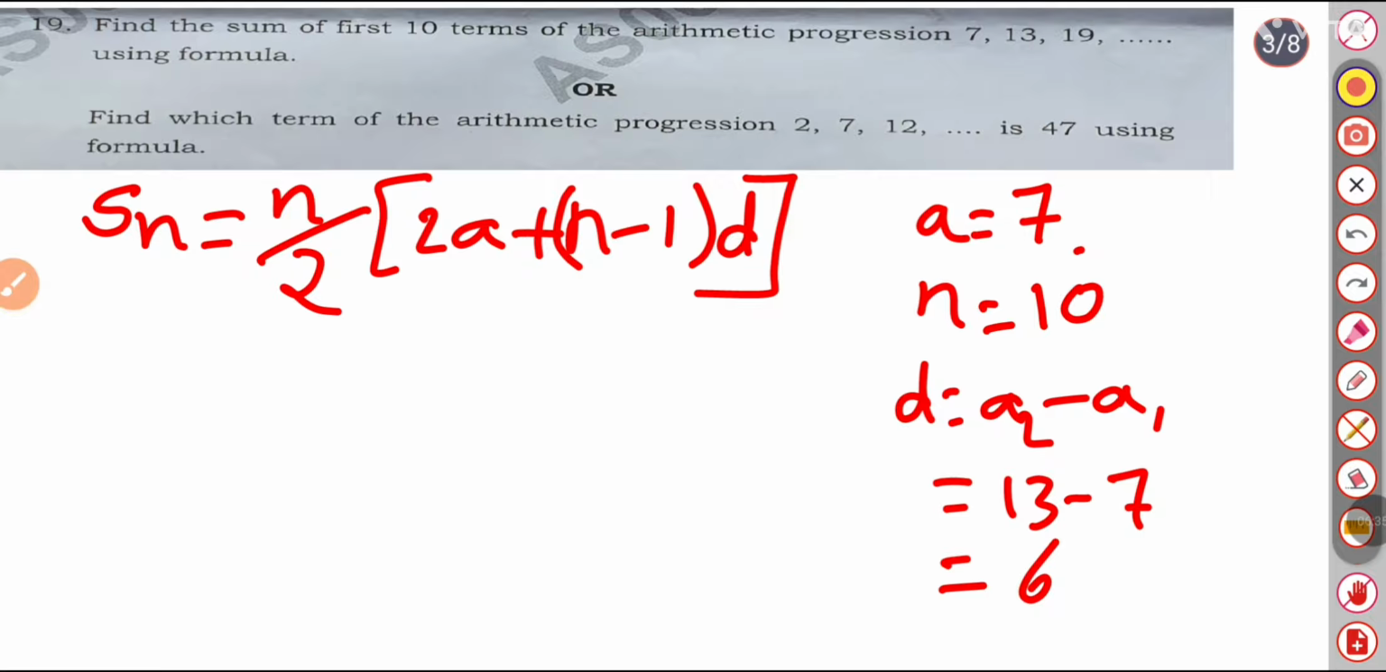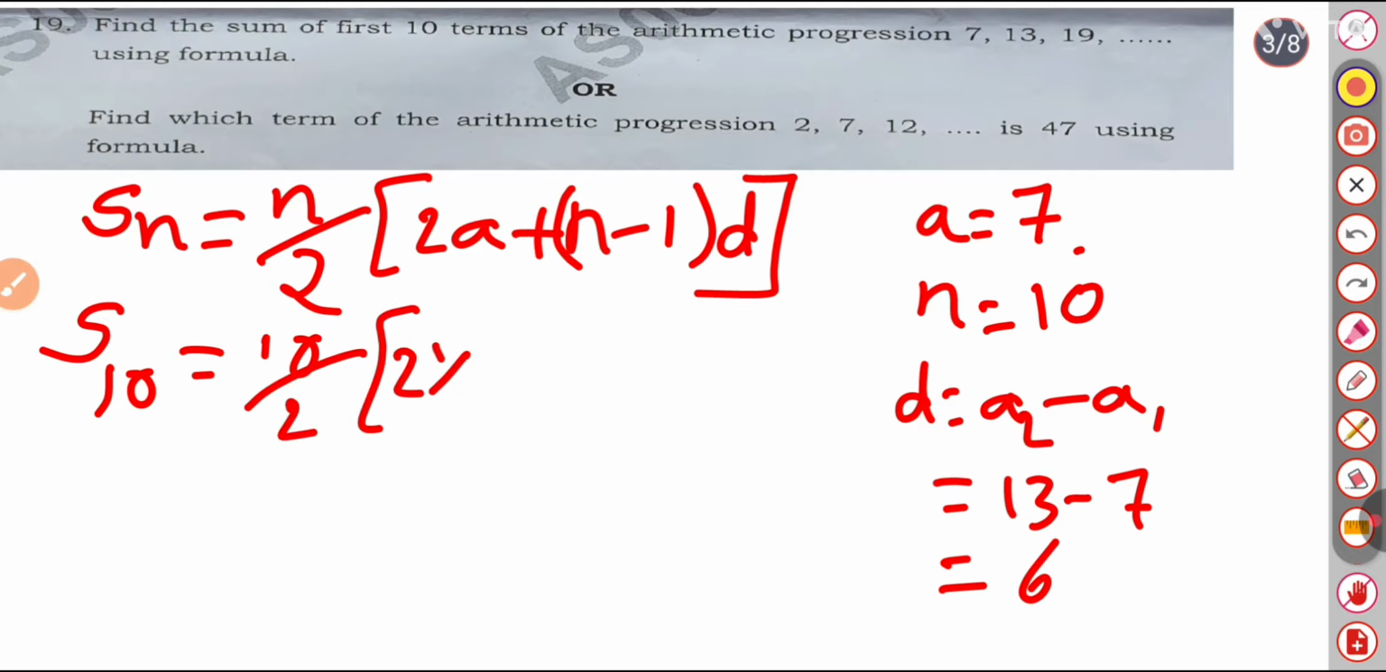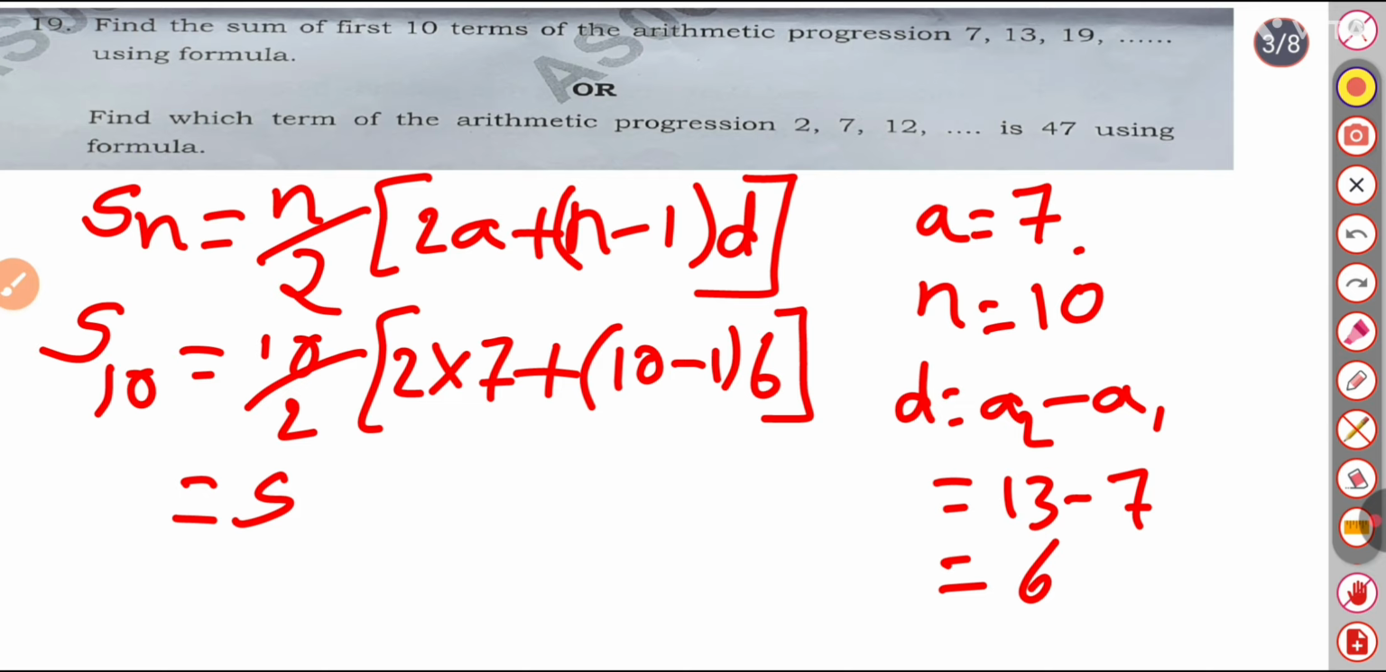So everything we got in this. So we are finding S10. N is 10. So 10 by 2 into 2 into a, which is 7, plus n minus 1. N is 10, so 10 minus 1 into d, and d is 6. Close the bracket. After this, 2 5s are 10 if you cancel, and here 2 7s are 14 plus 10 minus 1 is 9. 9 6s are 54.